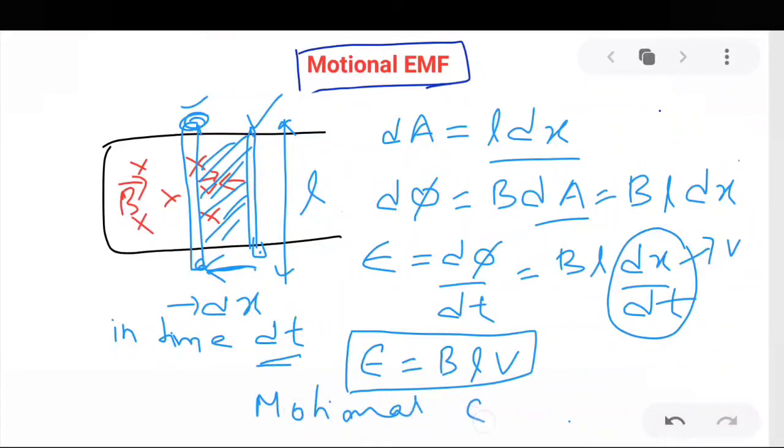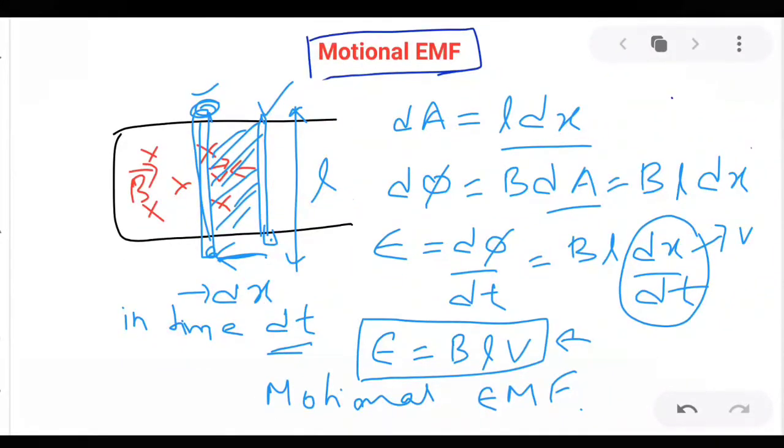Motional EMF. So this is one way of deriving the expression for motional EMF, and EMF is equal to BLV. B is the strength of the field, L is the length of this conductor which is moving in the magnetic field, and V is the velocity of motion of the conductor.